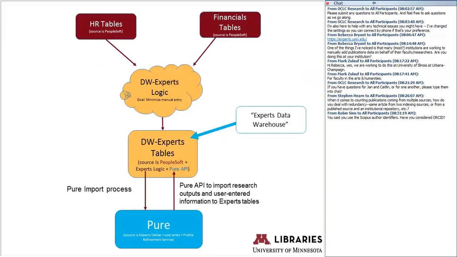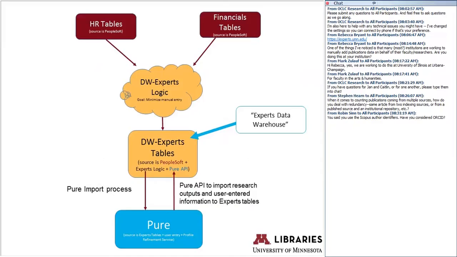This is a little diagram showing how we're thinking about this. Right now, if I think about experts, referenced there as DW experts for data warehouse experts, we're feeding in HR and financial information, the financial being the grant information. We're putting that into Pure, and then we could be pulling information back out of Pure, and the information we'd be pulling would be the research outputs. We can put that all into one thing that I'm calling the Experts Data Warehouse. It is not strictly a data warehouse. I know there are tech people in the audience who are ready to jump on me for that. It is just a tiny little piece of what the University of Minnesota's data warehouse is, but that's my shorthand for it.